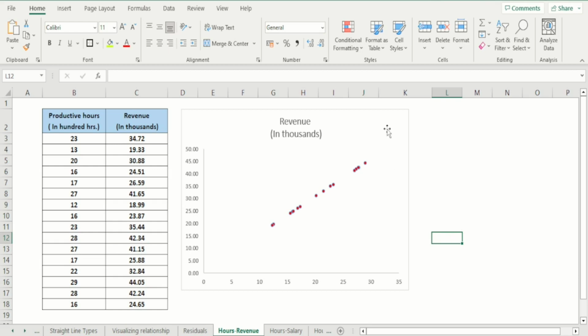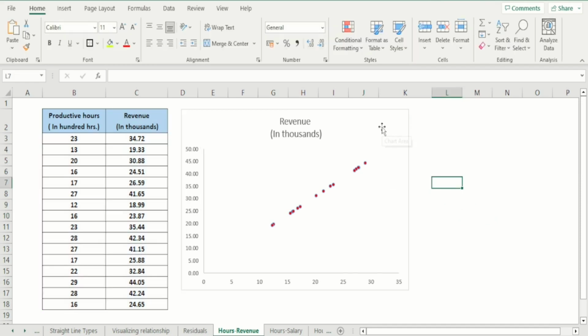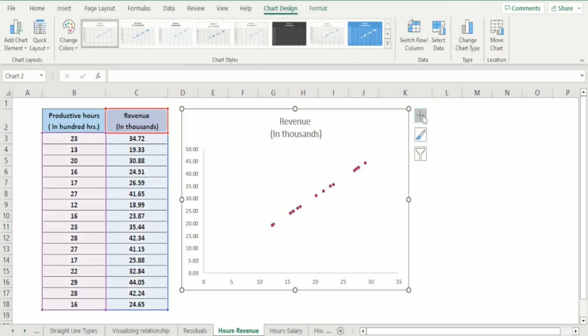So within Excel, what we can immediately see is as X increases. What is X? X is the number of productive hours. We can see that simultaneously the revenue increases. So here we can say that there is correlation between productive hours, which is your independent variable, and revenue, which is your dependent variable.